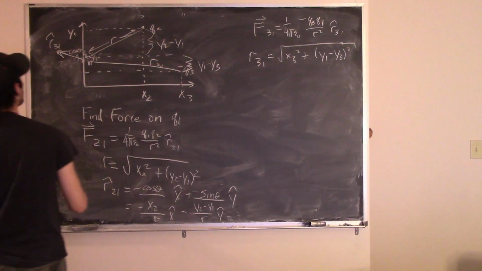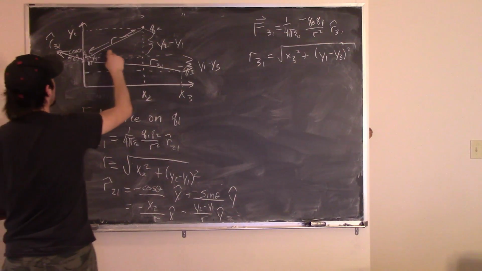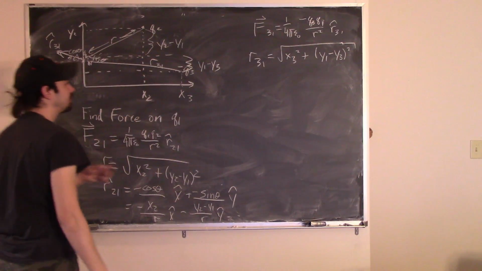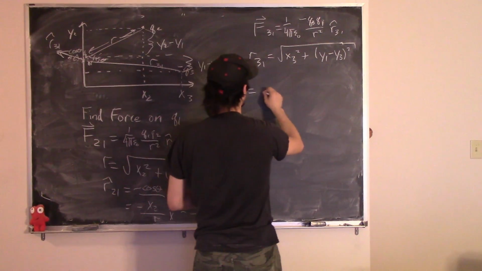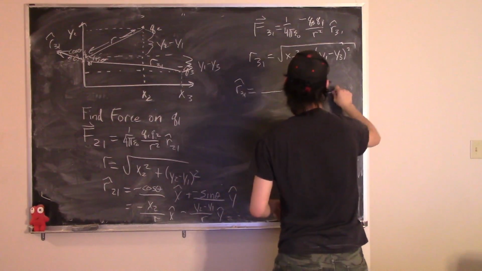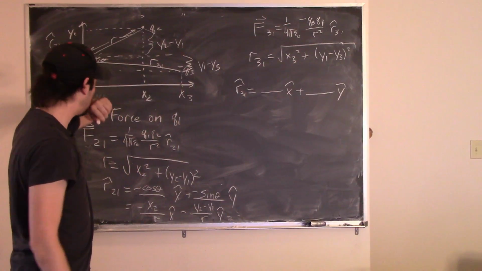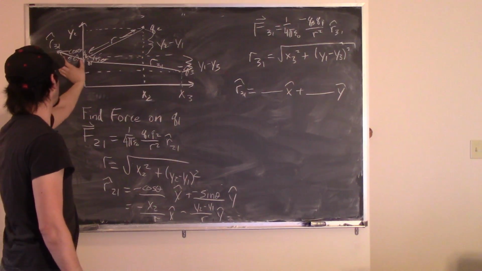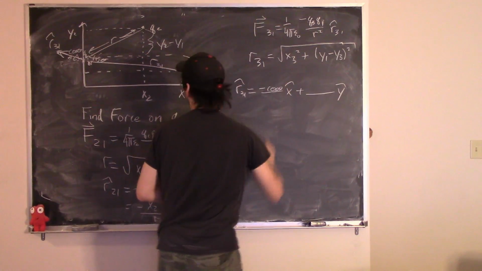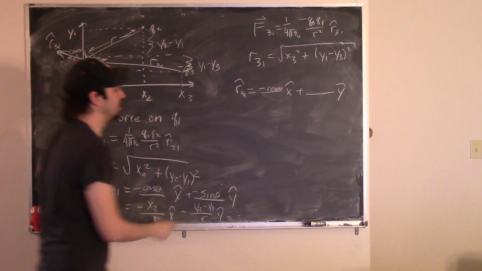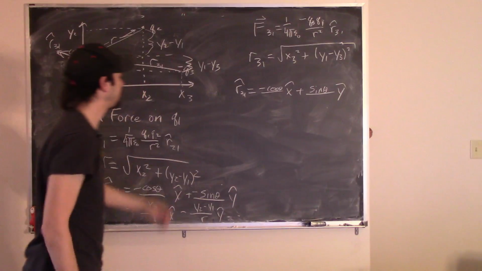And now the last thing we need to do is figure out what the unit vector is. So we can put some angle theta here. That's going to be the same angle theta that I have here. So r hat 31 is going to be some part in x hat plus some part in y hat. So this is going to have some minus cosine of theta in the x hat and some plus sine of theta in y hat, okay?